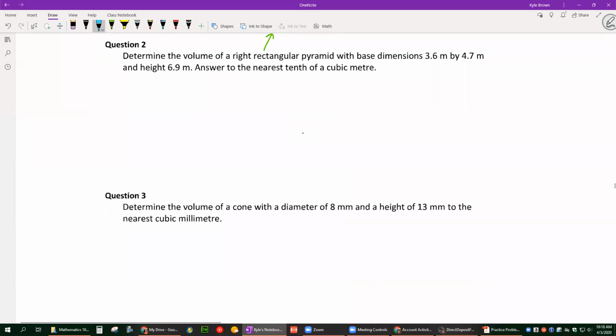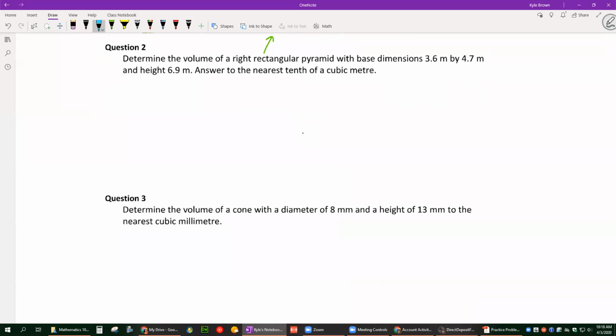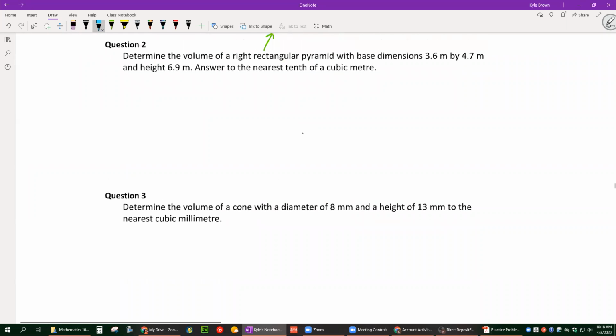Okay. Determine the volume of a right rectangular pyramid with dimensions of that by that and the height of that. You know what? That one's going to be very similar. I'm going to skip that one.